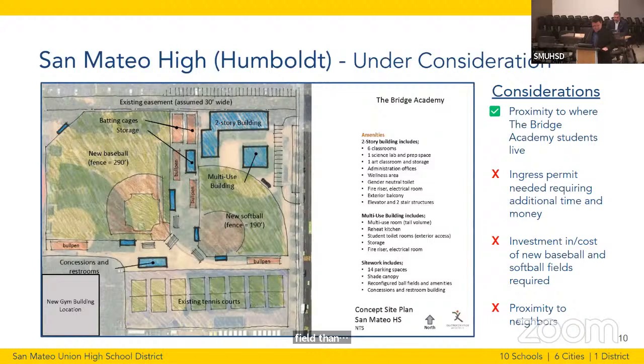One of the other potential problems of this is you're putting a school right up against an apartment building and neighbors. And so there definitely could be some concerns for the neighbors around noise or traffic, or those kind of things.